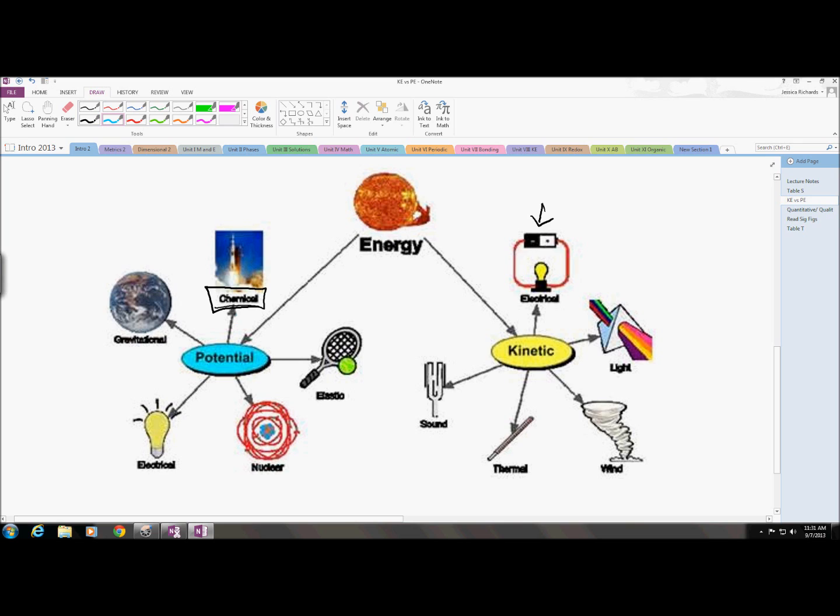In chemistry, we're going to store potential energy within the compound itself, so they call that chemical potential energy. The force holding 2 atoms together to make a molecule. So in water, the force that holds the 2 hydrogens to the 1 oxygen, that's going to be your chemical energy. We can also store electricity.